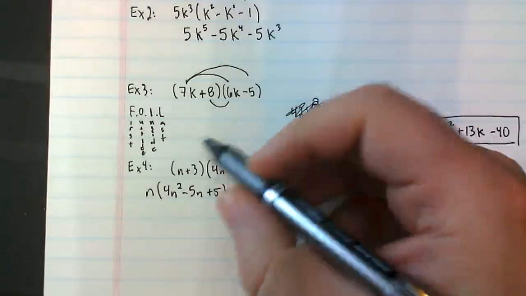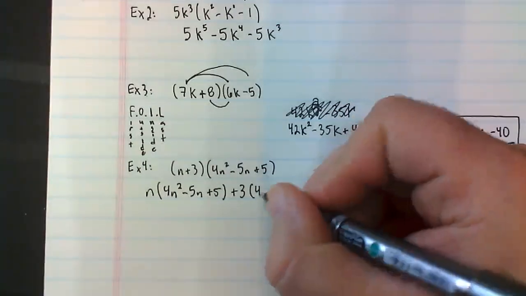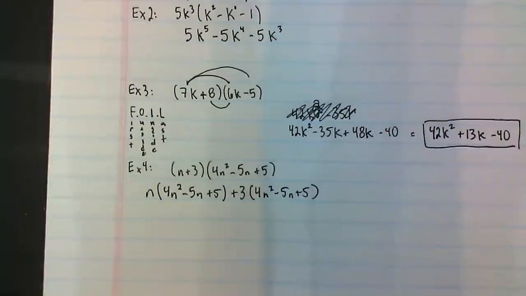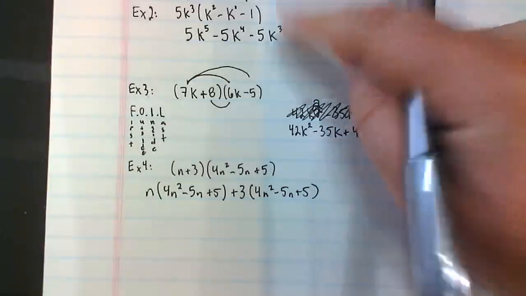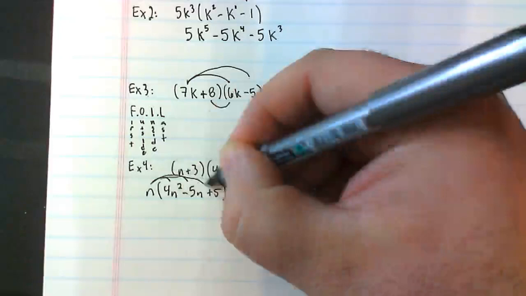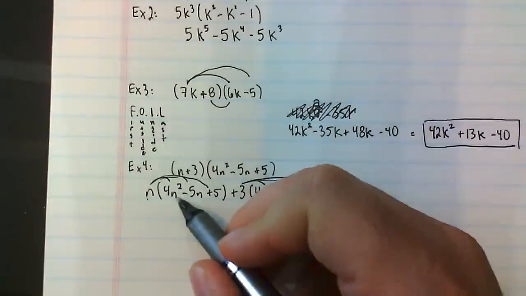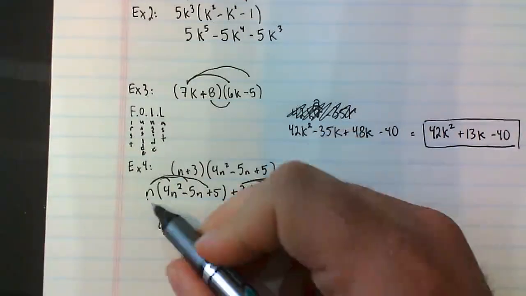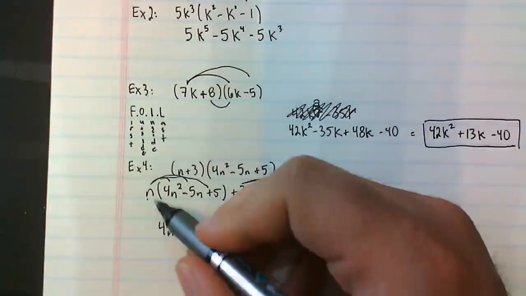So n times 4n squared is 4n cubed. N times negative 5n is negative 5n squared. And n times 5 is 5n. Then we have 3 times 4n squared, which is 12n squared, and 3 times negative 5n is negative 15n, and 3 times 5 is 15. So the final product would be to add all of these together.